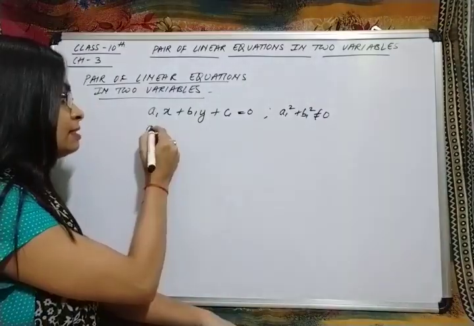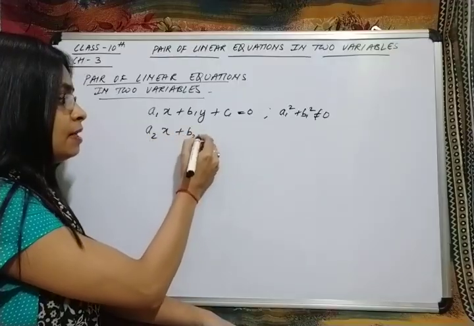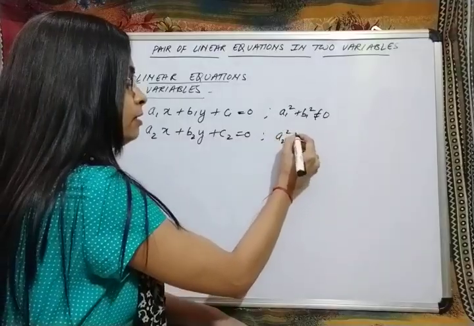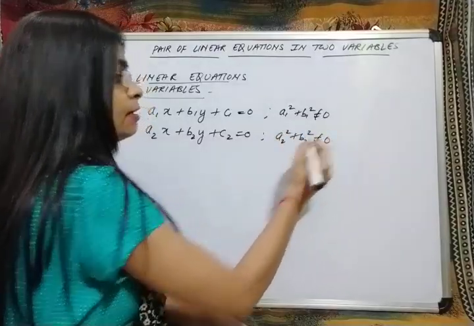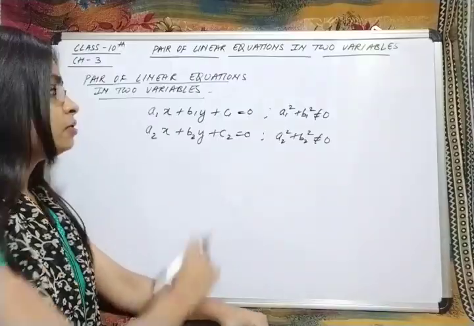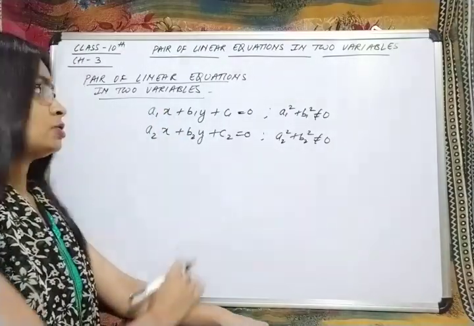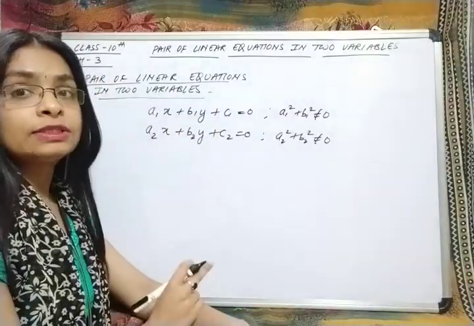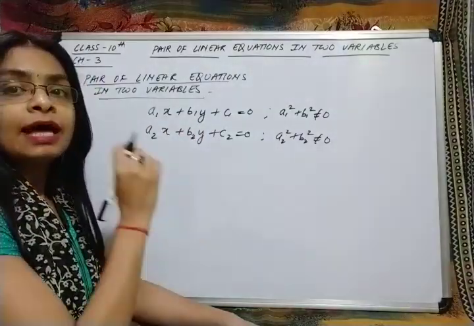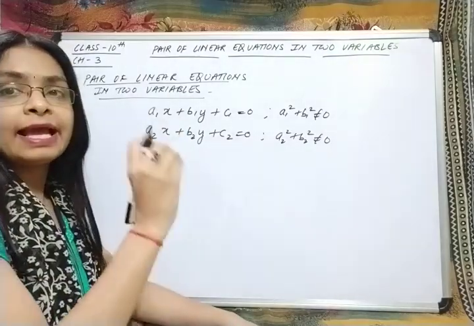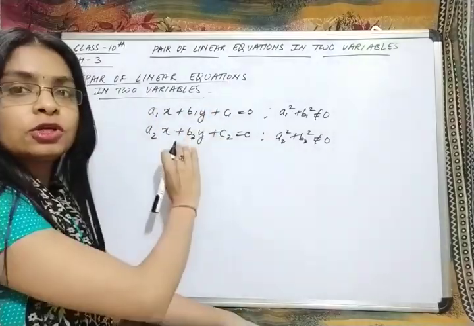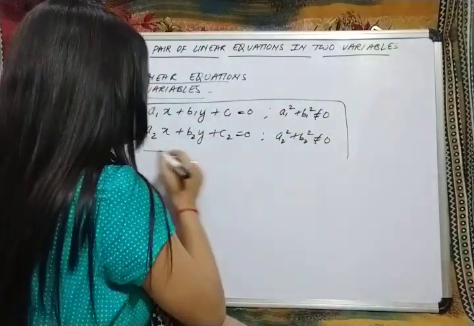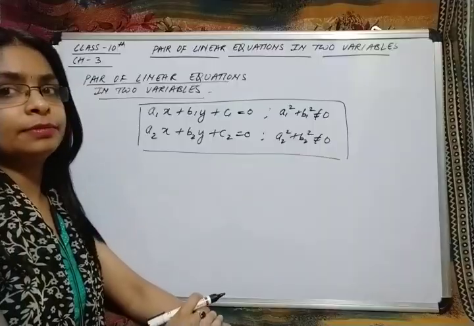Similarly, the next equation I am writing is a2x plus b2y plus c2 is equal to 0, where a2 square plus b2 square is not simultaneously 0. So these two equations taken together are known as a pair of linear equations in two variables x and y. Note that the variables we are using should be the same in both the equations. If we are using x and y, then x and y should be in this equation also and this equation also.